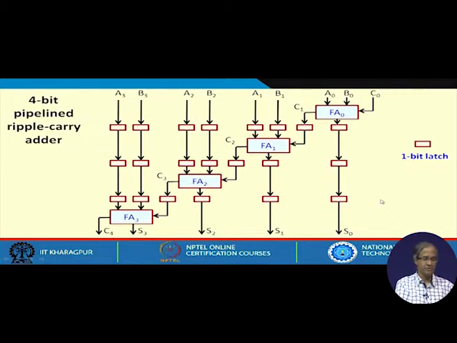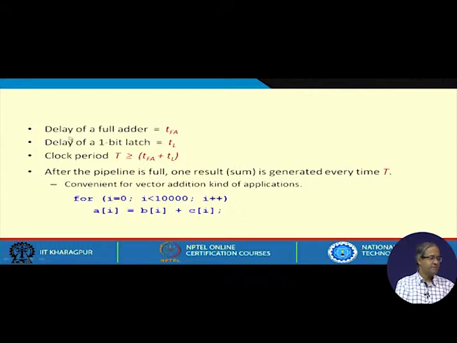This is the advantage we gain here. A simple calculation: if we assume that the delay of a full adder is TFA and the delay of a latch is TL, then the clock period has to be greater than or equal to the full adder delay plus the latch delay. After the pipeline is full, we can expect one result in every time T.